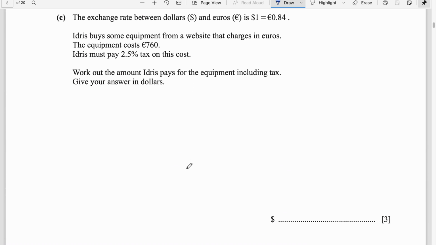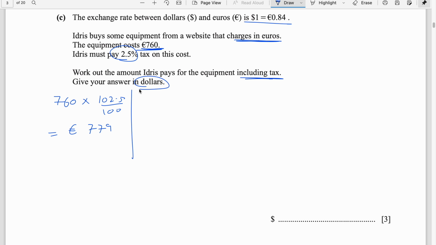Moving on, question number 1, part C. The exchange rate between dollar and euro is given. Idris buys some equipment from a website that charges in euros. The equipment costs 760 euros. Idris must pay 2.5% tax on this cost. So if he is paying 2.5% tax, he should be paying 102.5% of that, which is equivalent to 779 euros. So once he's paying that, work out the amount Idris pays for the equipment including tax. Give your answer in dollars.